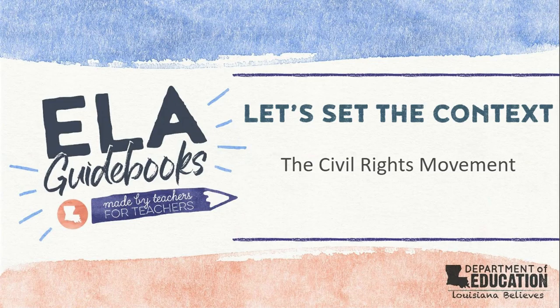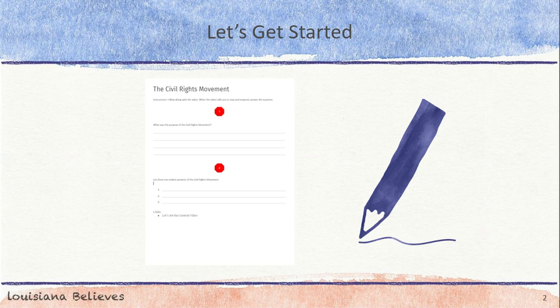Hi, you are engaging in the ELA Guidebooks Unit Justice. The purpose of this video is to learn more about the United States Civil Rights Movement and nonviolent protests that happened during this time in history. This will help you make historical connections as you read Claudette Colvin, Twice Toward Justice. Be sure to have your handout available and something to write with for the video.